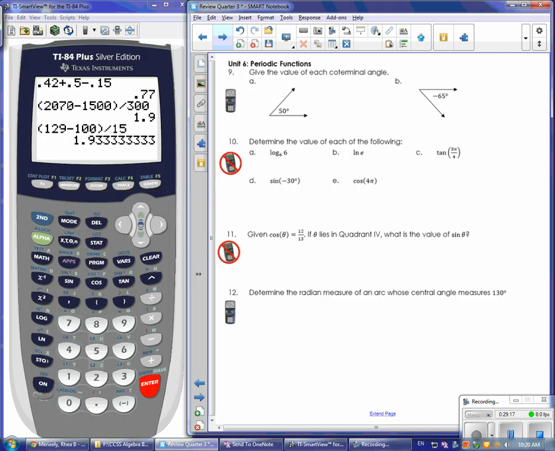All right, our last section deals with periodic functions, and this is what we just started learning. In number 9, it says to give the value of each coterminal angle. And if you remember when we first started talking about angles, we said that if the initial side lies on the x-axis, that is considered our initial side. The terminal side is the other ray.